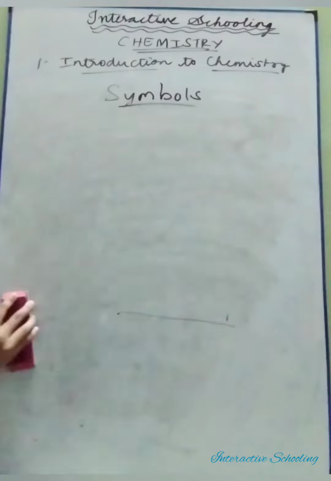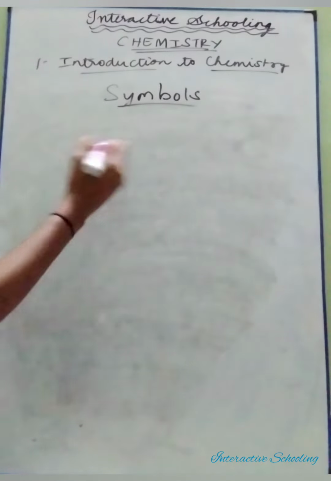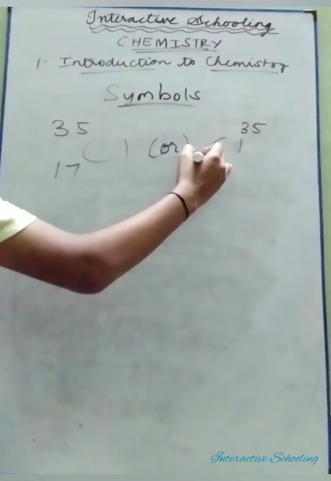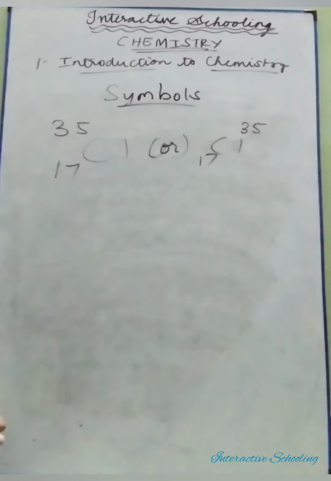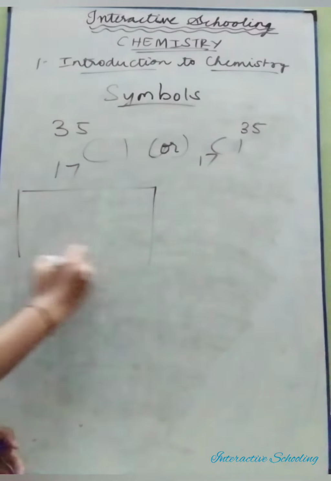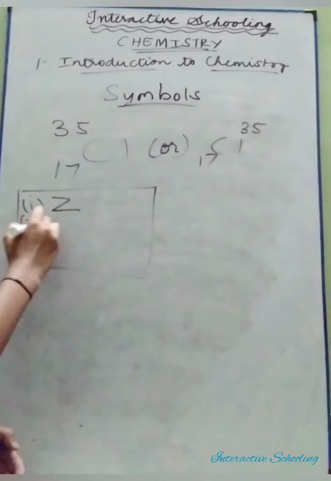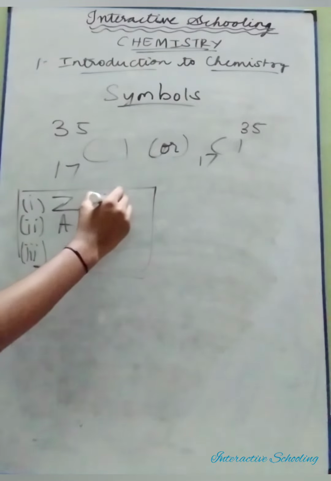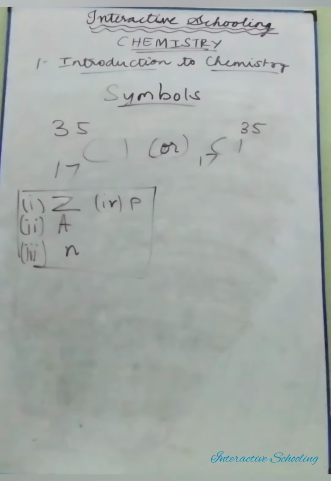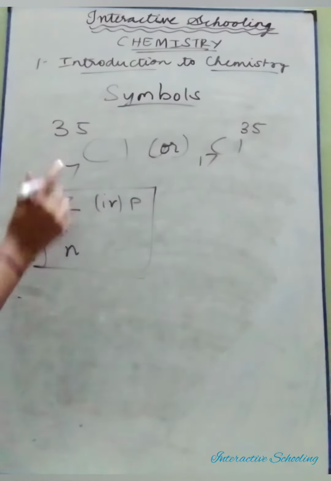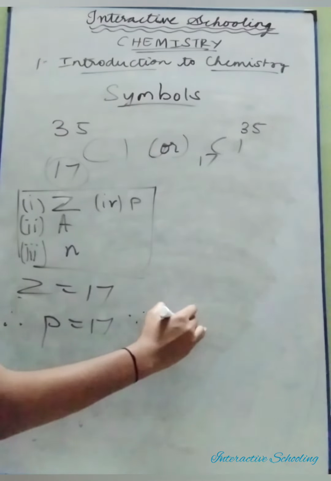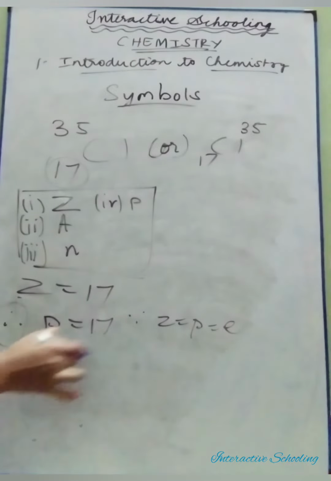So this is what an element is represented like. Let's say chlorine, its atomic number is 17 and its mass number is 35. It can be represented like this or like this. So let's find the atomic number first, then let's find the mass number, and let's find the number of neutrons. And the fourth one is the number of protons. So Z is this one, right? This is the atomic number. So Z is equal to 17. Therefore, P is also equal to 17. Since Z is equal to P is equal to E. So this is the symbol for therefore, and this is the symbol for since.